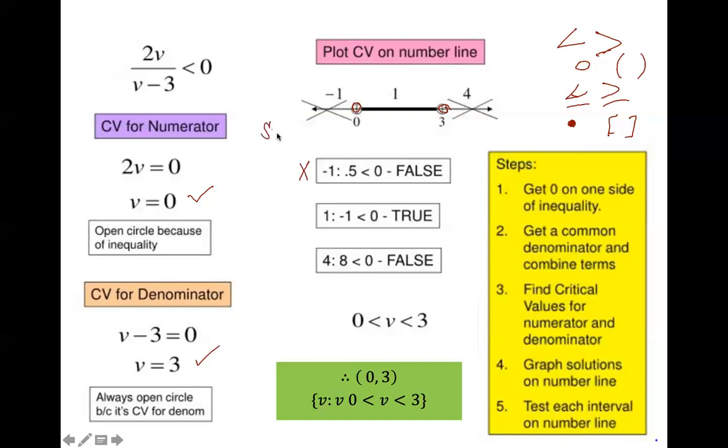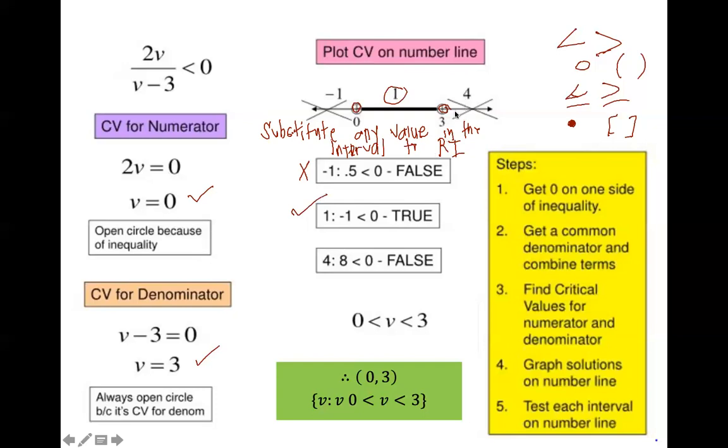Again, all you have to do is substitute any value in the interval into the given rational inequality. So this time, in the interval between 0 and 3, we have 1. Substituting, 2 times 1 over 1 minus 3, that's 2 over -2, so it's -1. Is -1 less than 0? Yes.